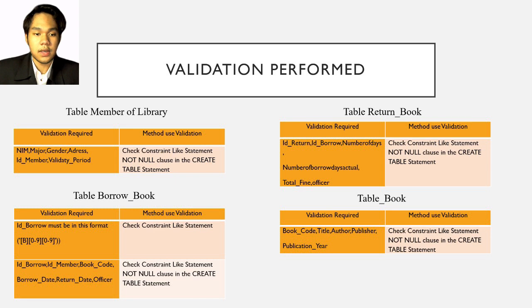On the table borrow book, the validation requires ID borrow must be in this format, B0909, ID borrow, ID member, book code, borrow date, return date, and officer. The method that we use in the table borrow book validation is check constraint like statement, then not null clause in the create table statement. And the last validation performed is on the table book. The validation requires book code, title, author, publisher, and publication year. And the method that we use on the table book validation is check constraint like statement, not null clause in the create table statement.